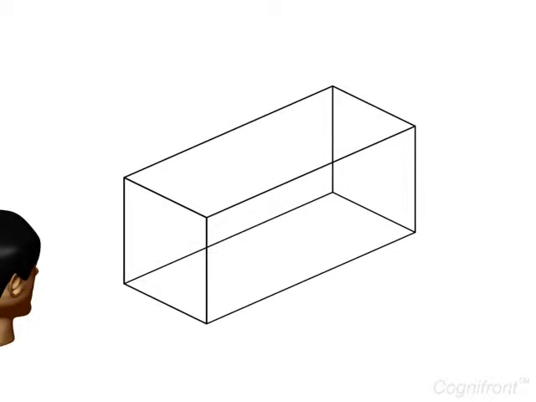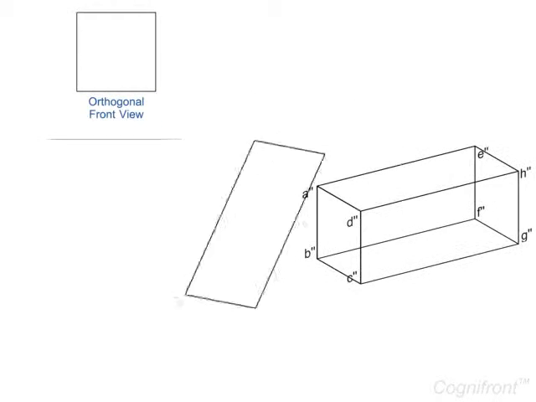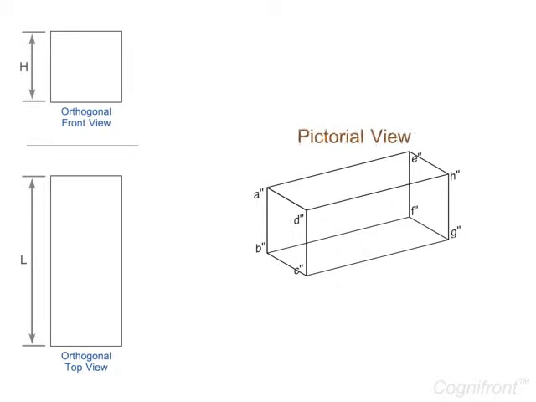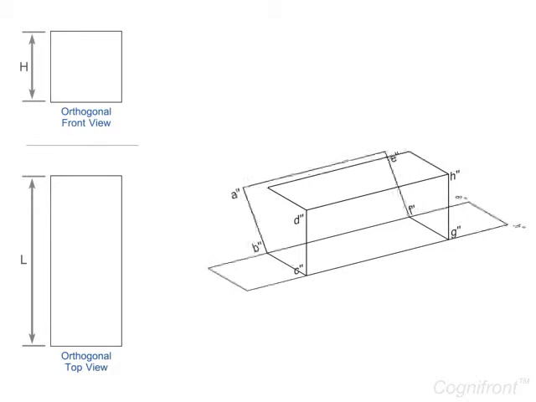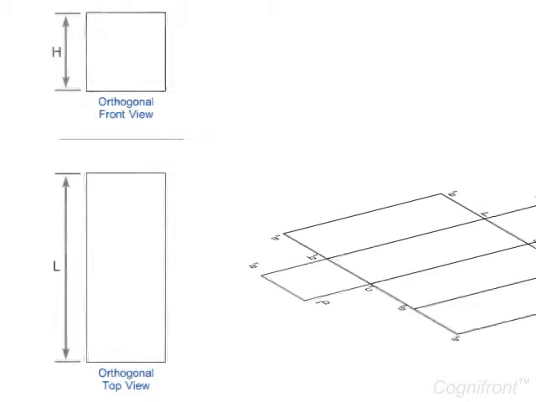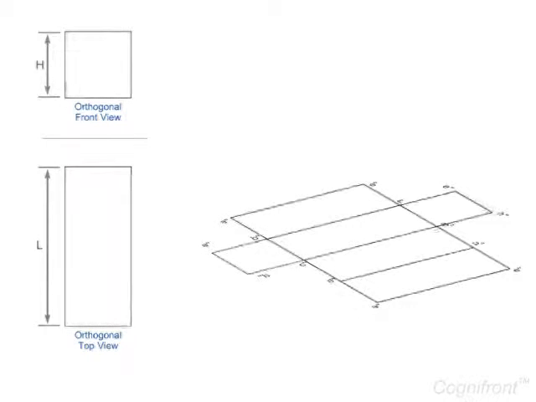Let's understand this surface development concept with a simple illustration. Observe the pictorial view of a rectangular carton closed at both ends. Now imagine this box is cut along the edge AE and the sides are opened out. Observe the orthogonal front and top views of the carton.